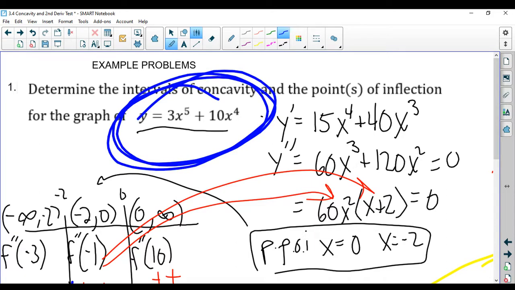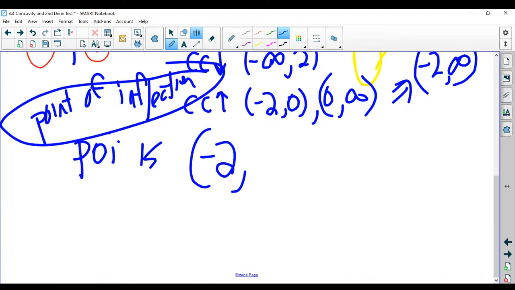You can do that with a calculator, which I'm doing right now: 3 times -2 to the 5th plus 10 times 16, and I'm getting 64. So the point of inflection is at -2, 64. And you should check that with the graphing calculator. Just graph the original function and see if it looks like it changes concavity there. That is it. I'll give you a couple problems to practice, and good luck.